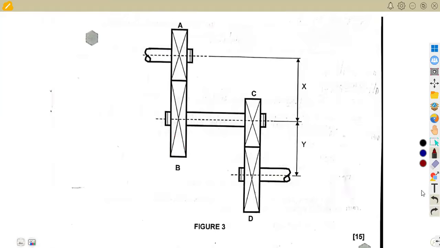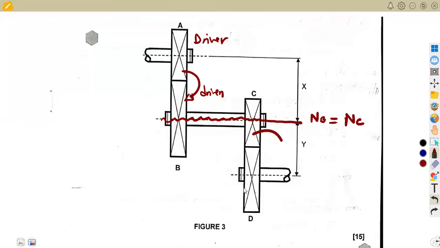We are given about A. This is the input. So remember, A is going to drive B. So A is your driver, driving B. So B is going to be the driven. B and C are mounted on the same axis, meaning the speed at B and the speed at C are going to be the same. And that is going to affect the movement of D. So the movement of D is a combination of B and C in order for us to have the movement at D. C is now our driver, which is going to drive D. So D will be the driven at the end.